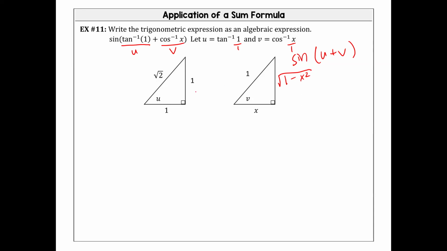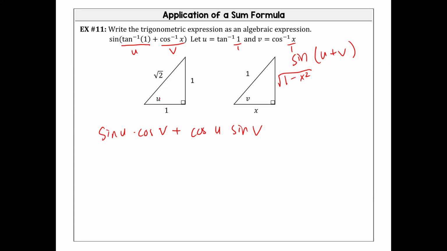Okay, so now that you have the values and you have the substitution, you have sine of u plus v, which means that you're doing the sine of u times the cosine of v plus the cosine of u times the sine of v. And can you easily identify those values? Yes.